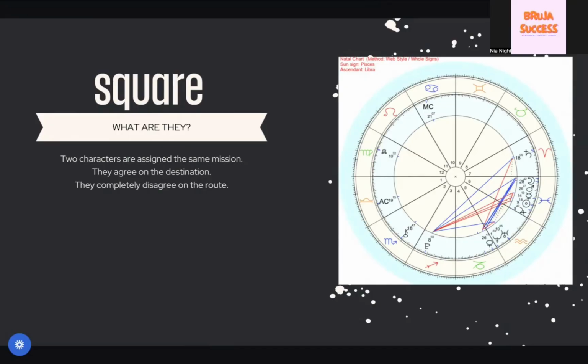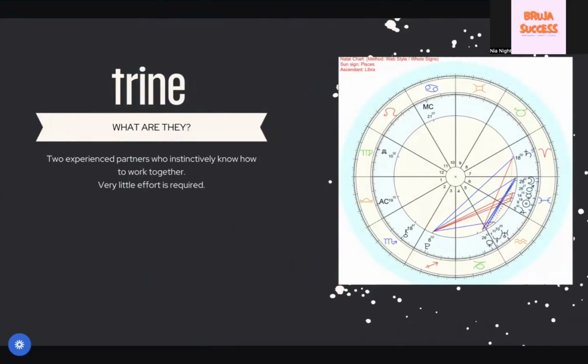But they both grow through each other. Don't you notice? They both grow through that tension. Without Draco, Harry wouldn't become the person he needed to become. Without Harry, neither would Draco. So without that friction, there is no fire. Without that friction, there is no growth. Now, let's get into a trine.